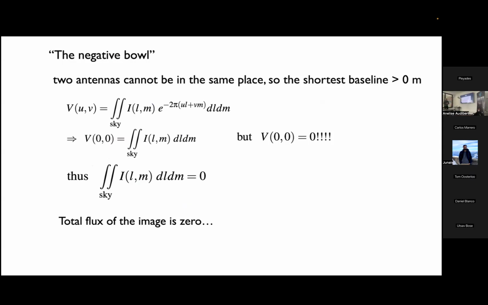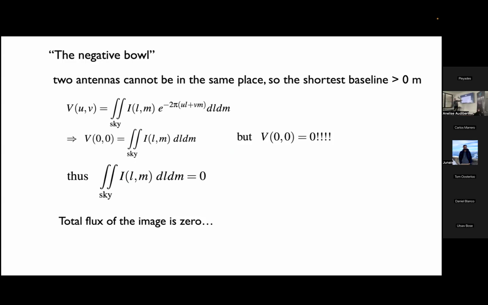One important thing to realize is what is called the negative bowl. Two antennas cannot be in the same place, obviously. So the shortest baseline that we have is larger than 0, at least twice the diameter of the dish, probably more. Typically it's 20, 30 meters, the shortest baseline. Well, look at what happens. Our visibility is the Fourier transform. Let's put in UV coordinates 0, 0. So the visibility at 0, 0 is the integral of the image. It's the total flux of our image.